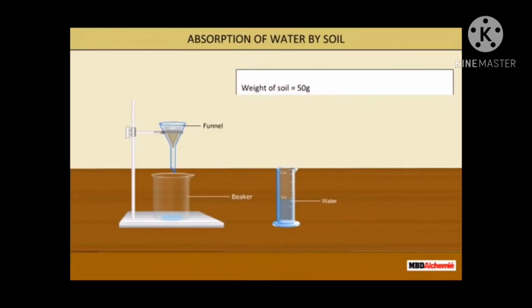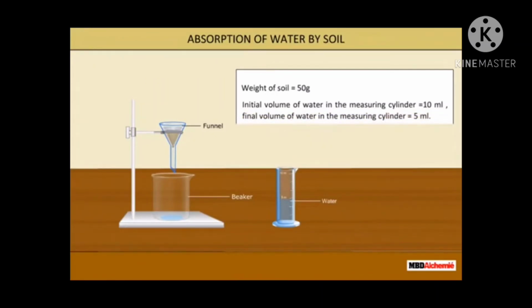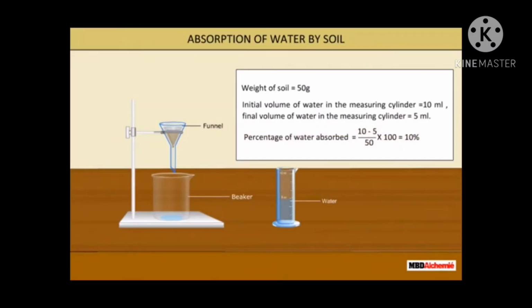Now just take an example. If the weight of the soil is 50 grams and the initial volume of water in the measuring cylinder which you have taken is 10 ml, then the final volume of water in the measuring cylinder is 5 ml, meaning 5 ml you have poured into the soil. Next, percentage of water absorbed is equal to (10 ml minus 5 ml) divided by weight of soil, that is 50 grams, into 100. It is a percentage, so you have to multiply by 100. Your answer is 10%. This is all about the properties of soil.